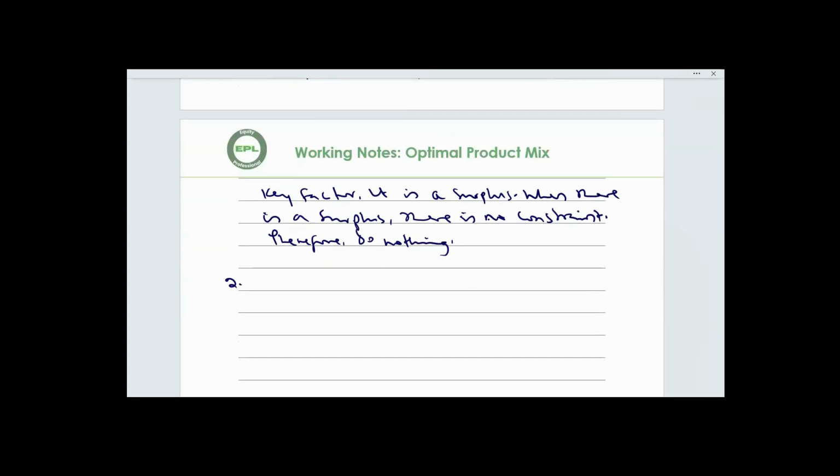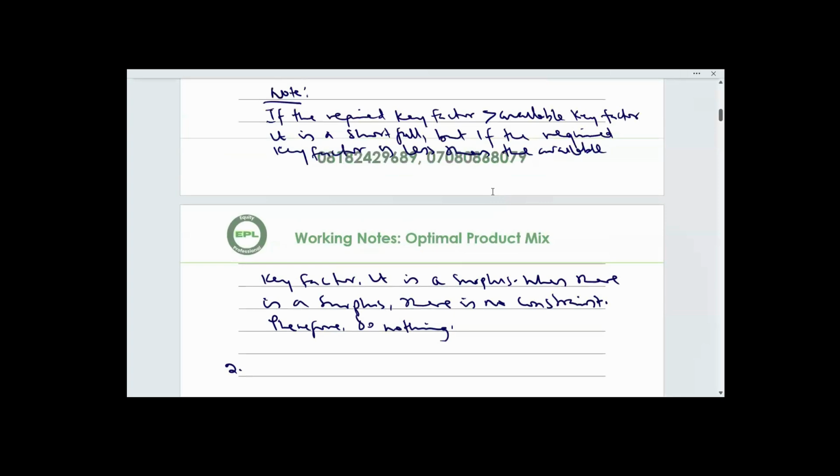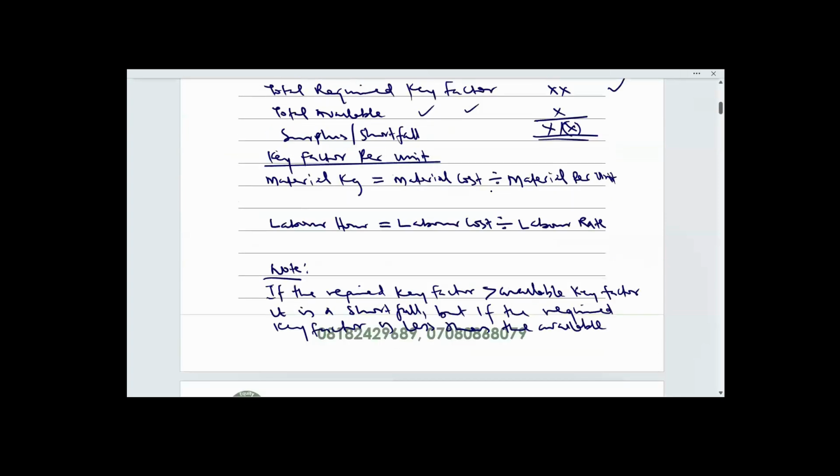Step 2 says calculate key factor per unit. We've already calculated the key factor per unit. That's what you have here. It's already embedded in step 1, so you can ignore it.